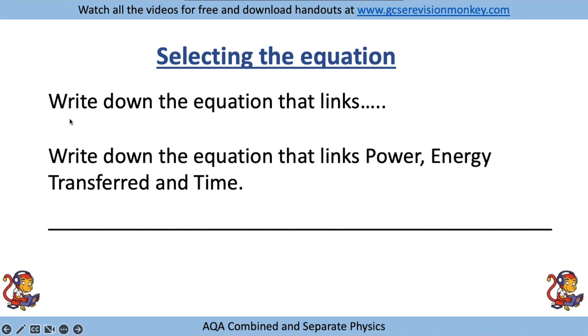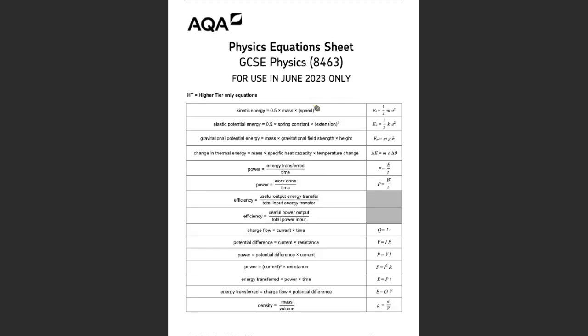For example, you might have questions that say, write down the equation that links. Let's take this one, for example, write down the equation that links power, energy transferred, and time. So we look for that equation with all three of those words in. So here we have the equation power equals energy transferred divided by time, and we would write that on our answer line.